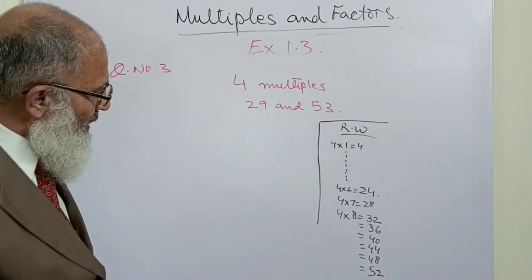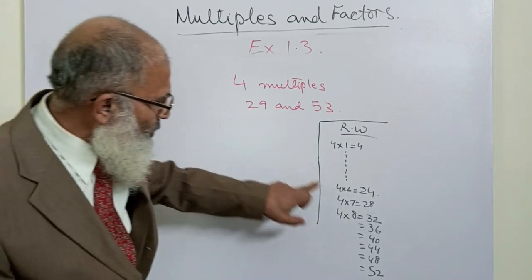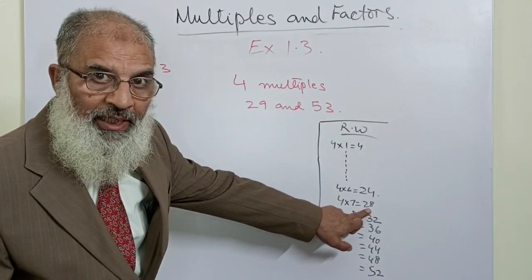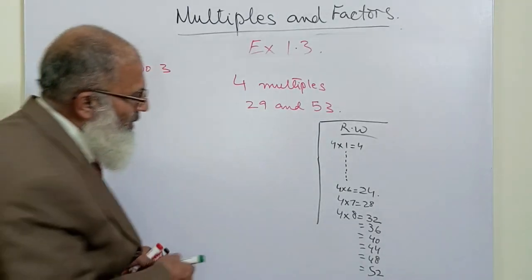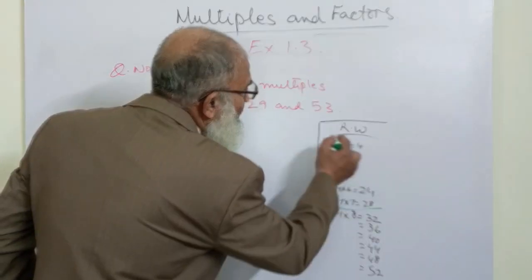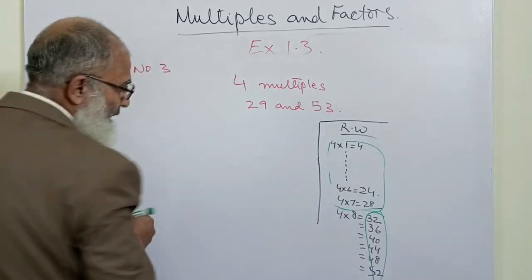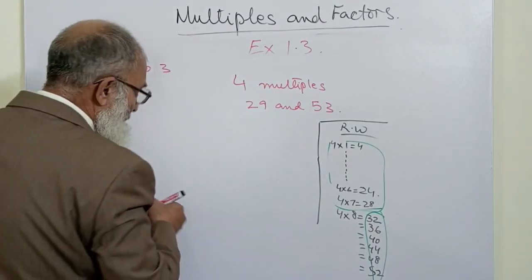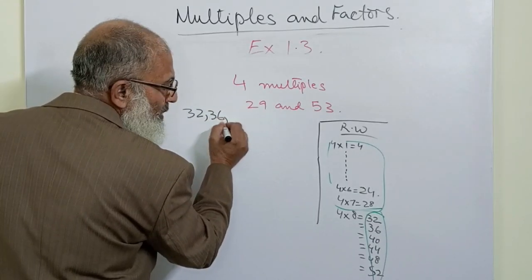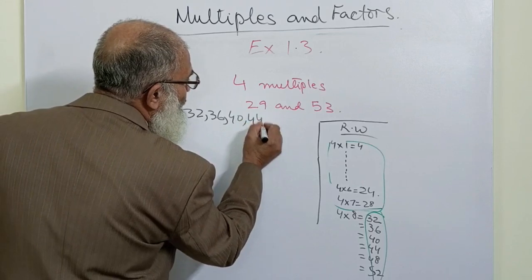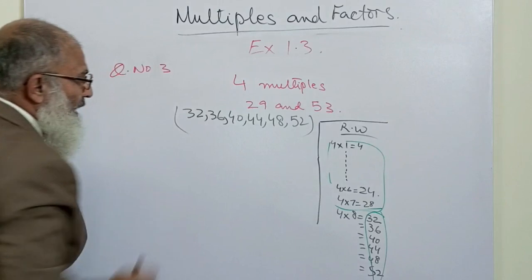So our answer must be above 29. Here we have 28, so forget this, and this is your answer. Write the answer over here in your notebook: 32, 36, 40, 44, 48, and 52. This is your required answer.